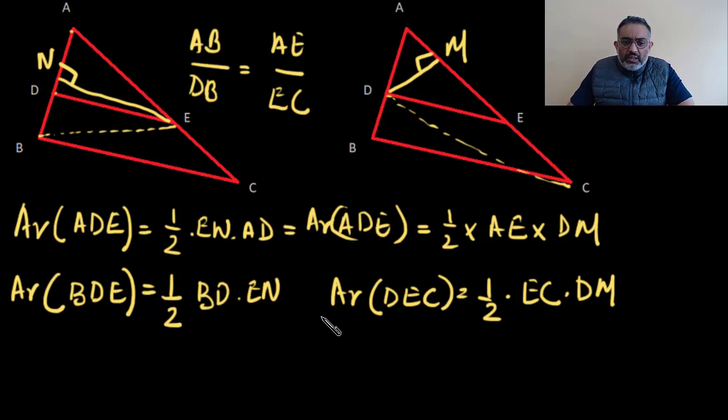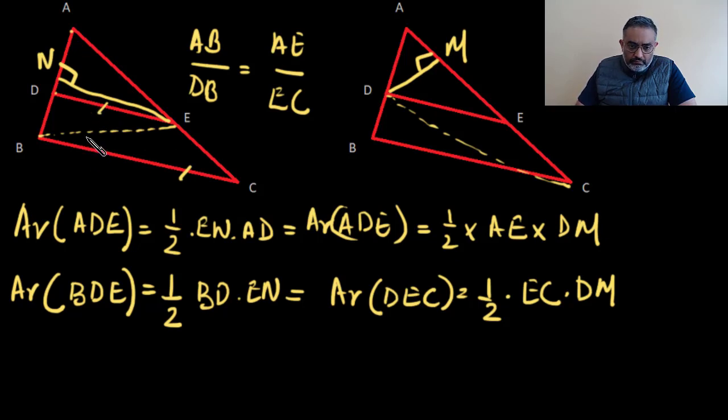Now, one of the key concepts here to make this proof happen is that this BDE area and DEC area are equal to each other. Why is that true? Because we know that these two lines, BC and this DE, are parallel. So the distance between these two lines is always equal. They will never meet. They are parallel, and therefore the distance is always equal.